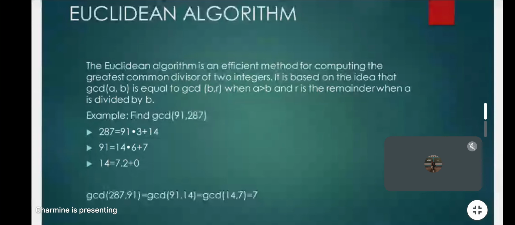Euclidean algorithm. The Euclidean algorithm is an efficient method for computing the greatest common divisor of two integers. It is based on the idea that the greatest common divisor of a and b is equal to the greatest common divisor of b and r, when a is greater than b and r is the remainder when a is divided by b. Example: find the greatest common divisor of 91 and 287.